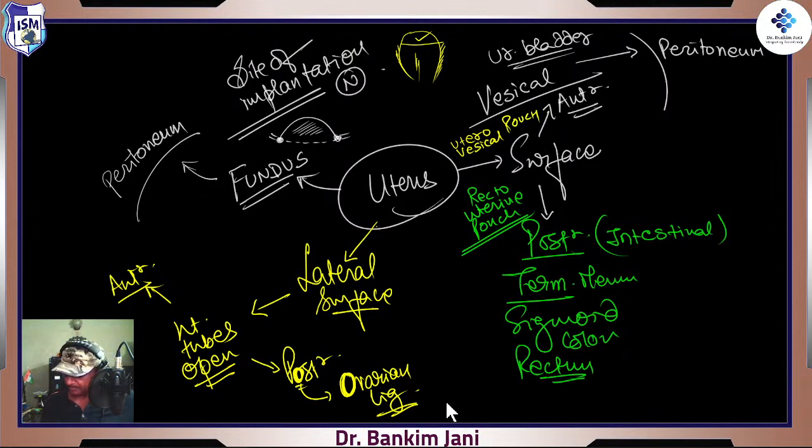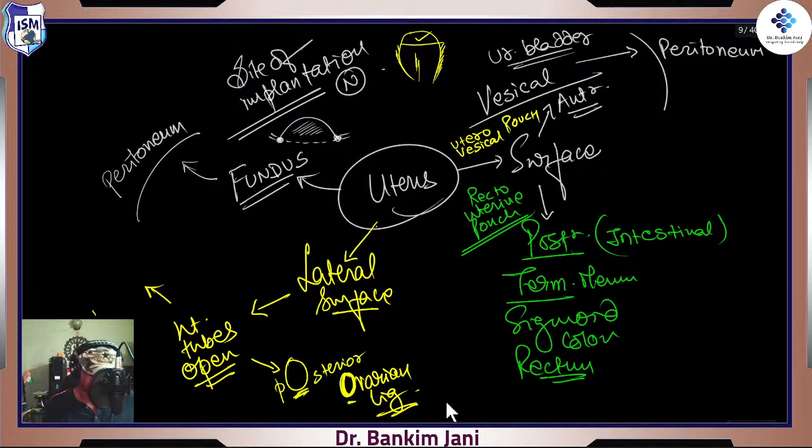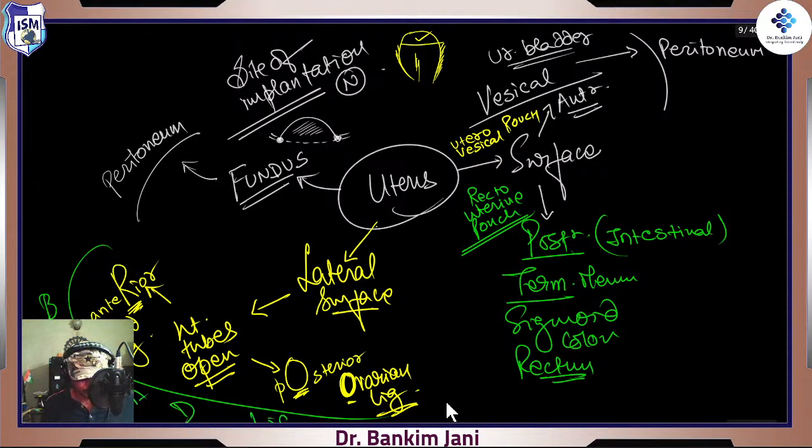So let's write. Posteriorly, it is the ovarian ligament, and anterior is the round ligament. And both of them are well covered by the broad ligament. In fact, not both, all three of them. Including the round ligament, the uterine tubes, and the ovarian ligament, they are covered by the broad ligament.